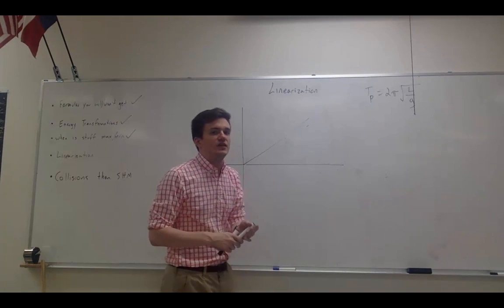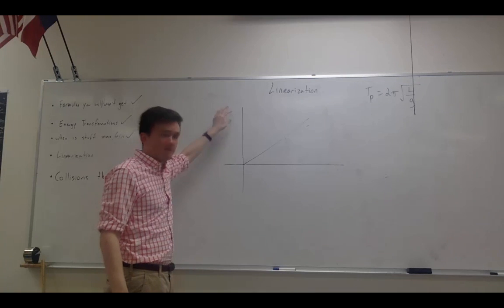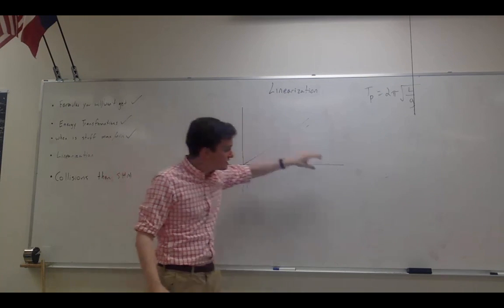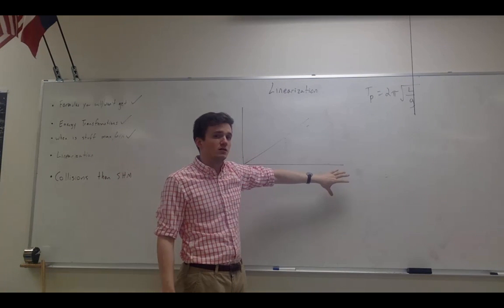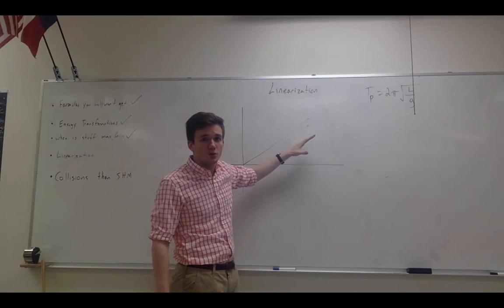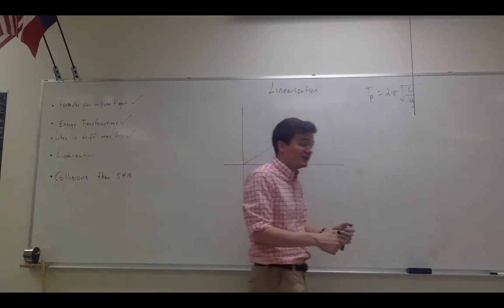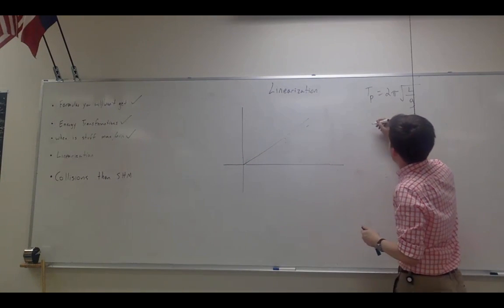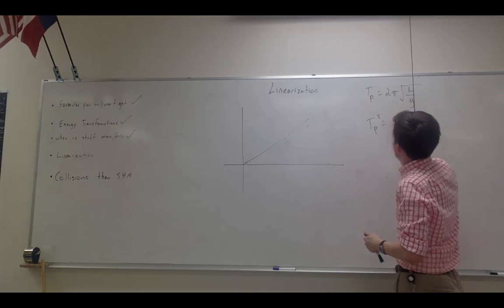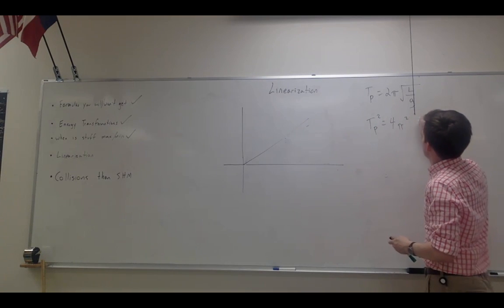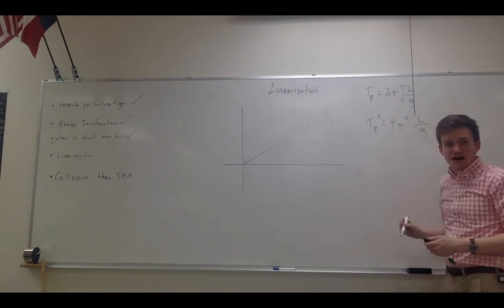Another way of thinking about this: some variables go on the y-axis, some variables go on the x-axis, and all the constants are inside the slope. Linearization is a little bit flexible past that. So, same algebra as before pretty much. T_P squared equals 4 pi squared times L divided by g.